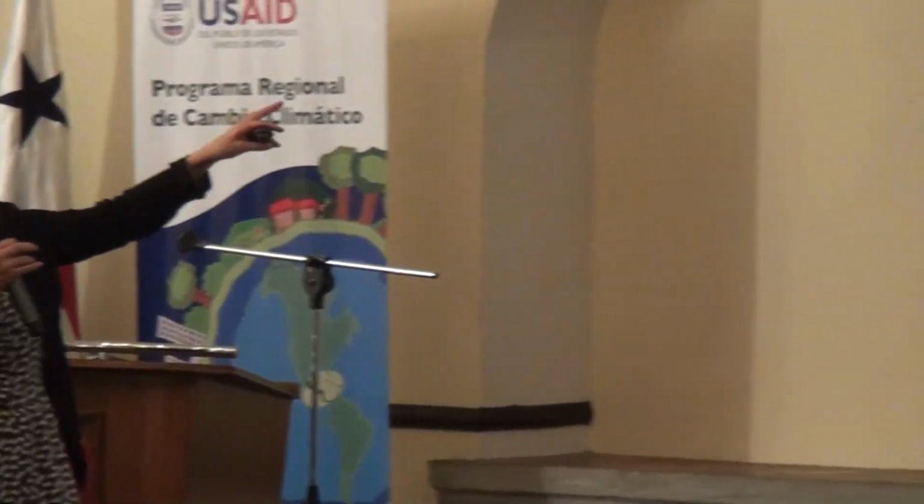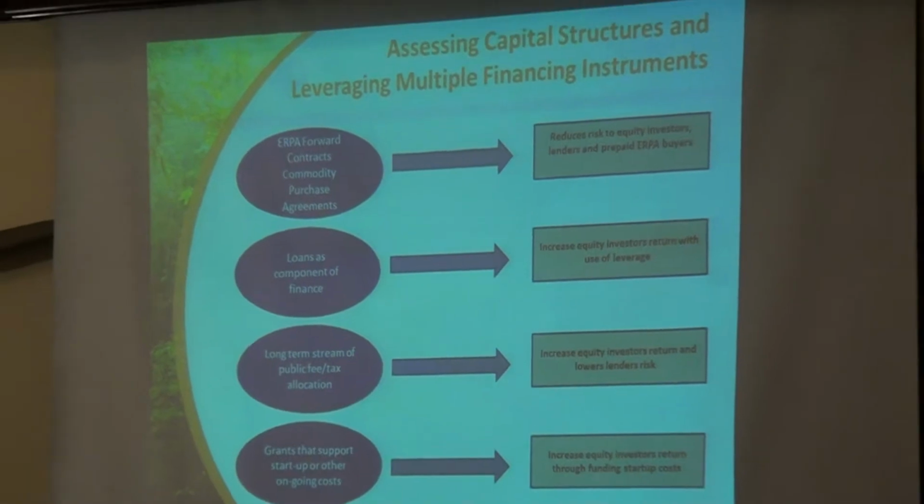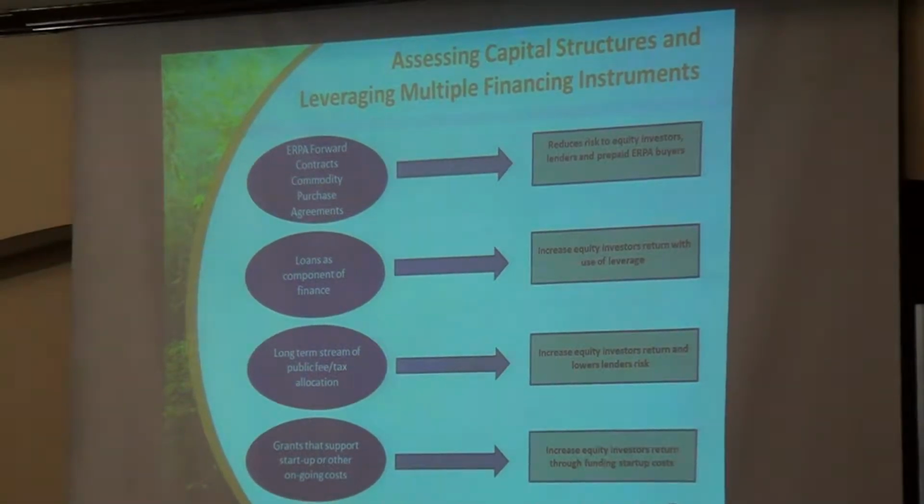So you could do either of those. And last, this just shows you, when you start thinking about building a capital structure, how you use the different sources of funds and different instruments. They interact with each other. I already mentioned that if you have an ERPA contract or a long-term commodity purchase agreement, you're going to lower the risk for any equity investor or lender. So you likely get that, or you more easily get that.